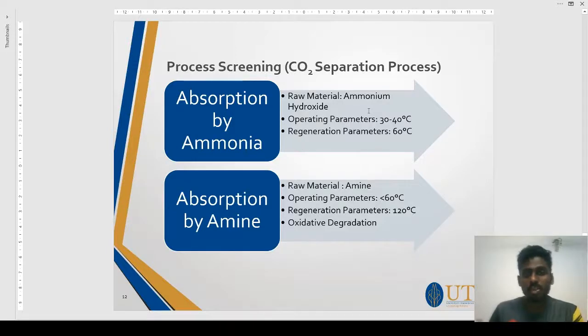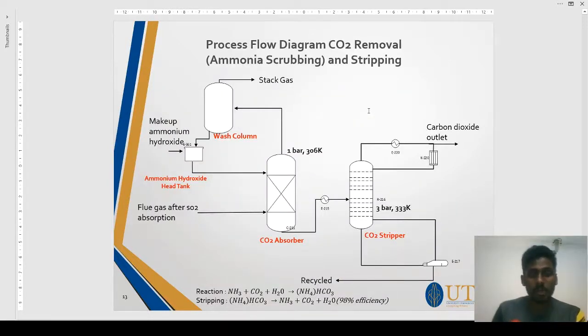For the CO2, we have a separation process and we studied it, and we found two processes. Since we are using ammonia for SO2, it's better we use the same process for CO2 as well. So we came up with this idea, and this is the process flow diagram. The CO2-rich gas comes into the absorber, we use the same process whereby ammonia goes inside and absorbs it, and it goes to the regeneration column. We get the pure CO2 for methanol production.